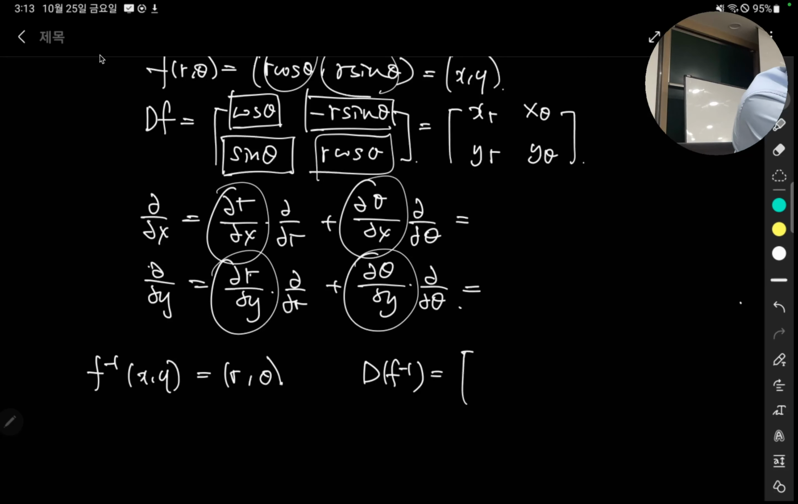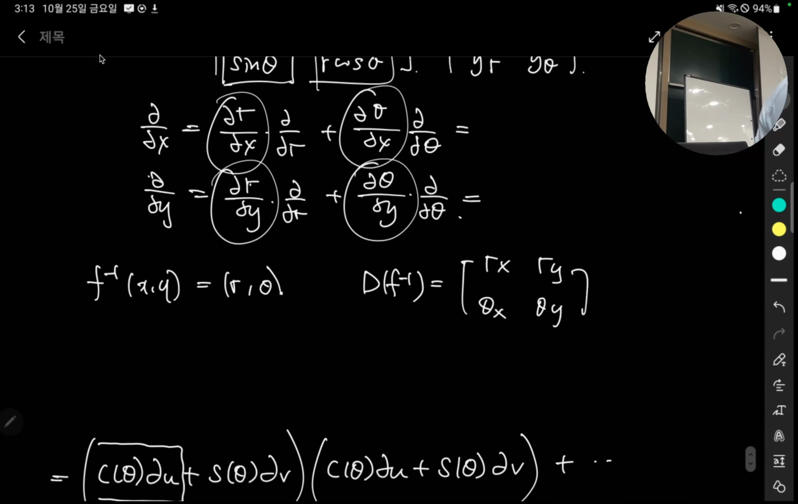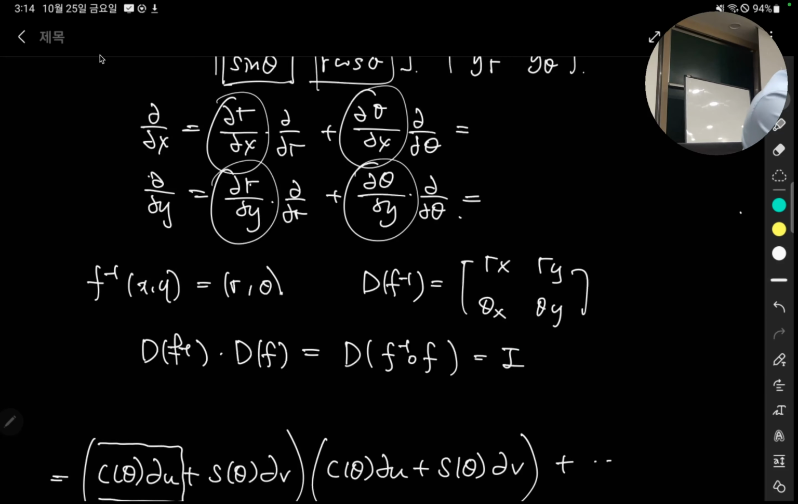Then each coordinate of this inverse function matrix is ∂r/∂x, ∂r/∂y, ∂θ/∂x, ∂θ/∂y, which we really want. But how do we get this inverse? By the chain rule: the derivative of the composite of the inverse function and the original function is computed the same way. But if you take the composite of the inverse and the original function, it's the identity function, and its derivative is the identity matrix.